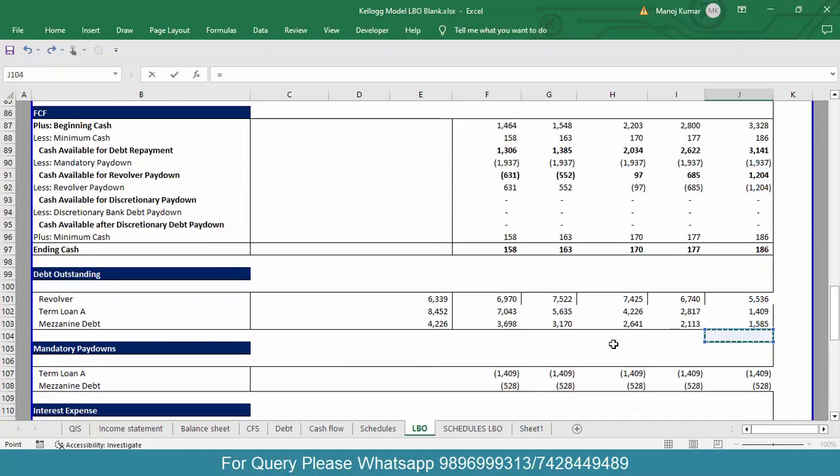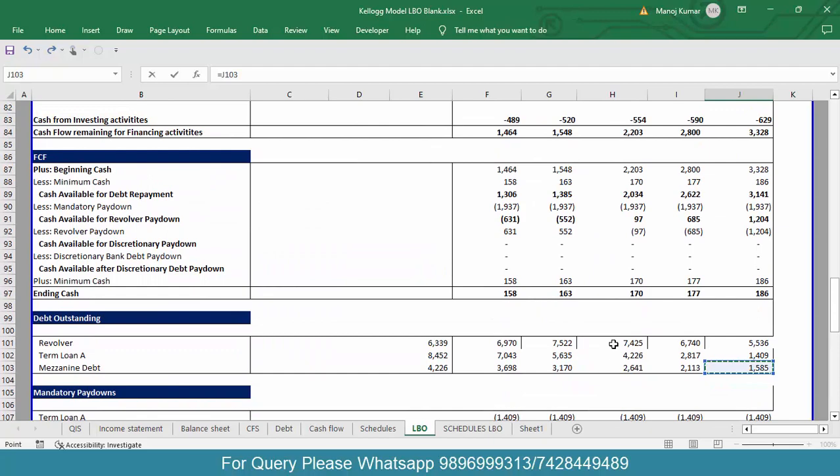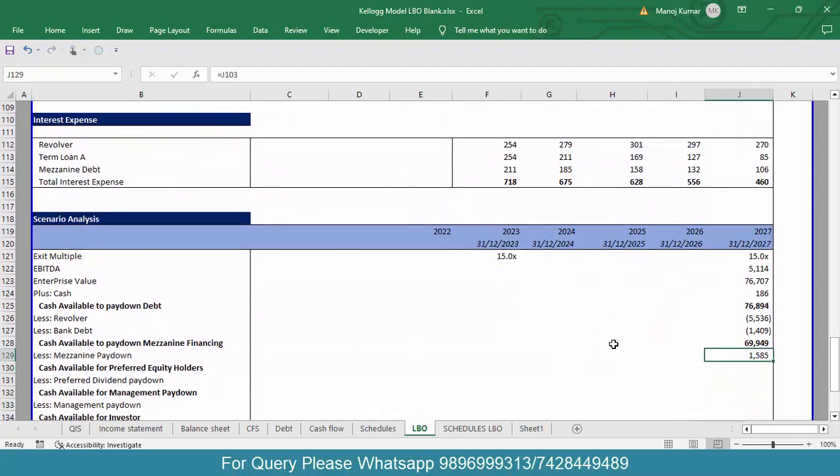Now we need mezzanine finance, mezzanine debt. This is the debt, right? We shall pay this also. Let me put it with a negative sign. Equal to this plus this.